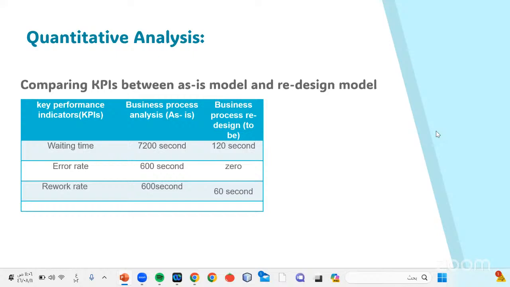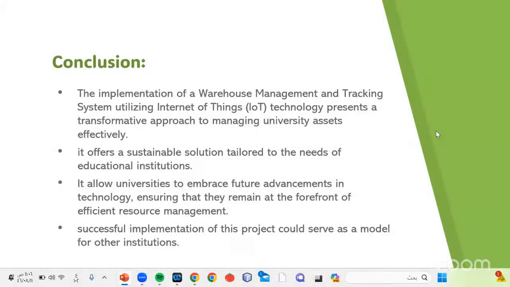The new design makes the process much faster, more accurate, and more efficient. In conclusion, this project shows how Internet of Things technology can improve warehouse management. Universities, it helps manage resources efficiently.